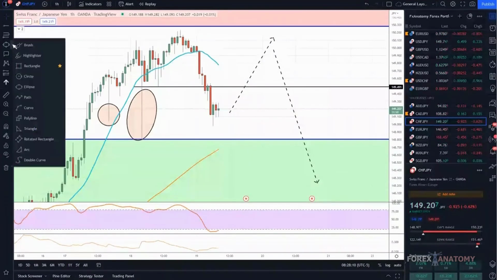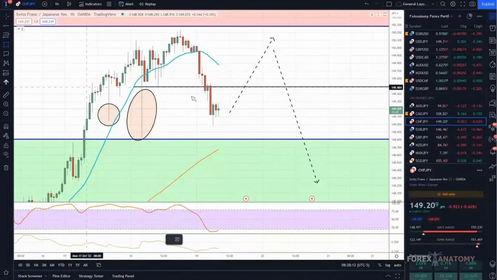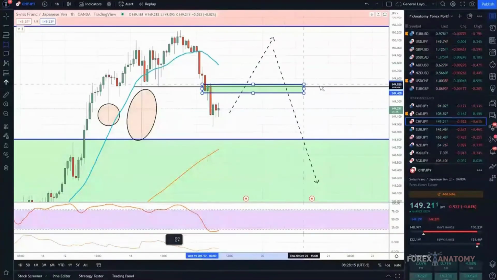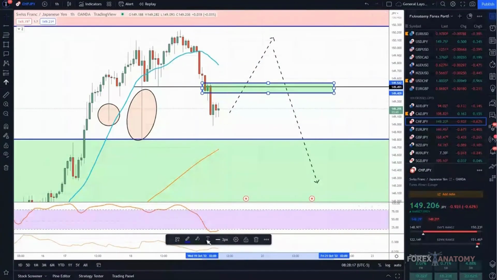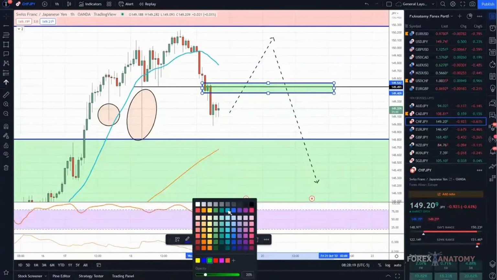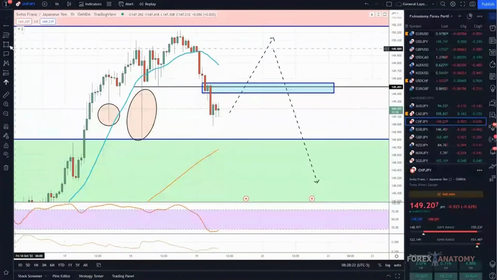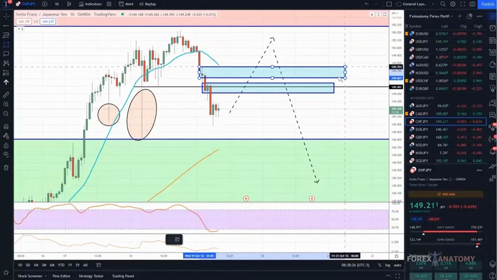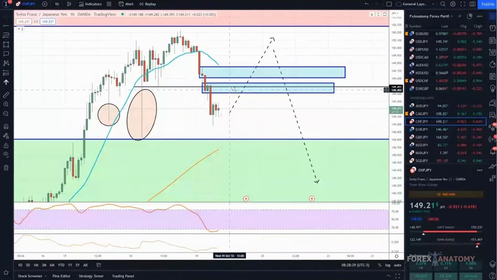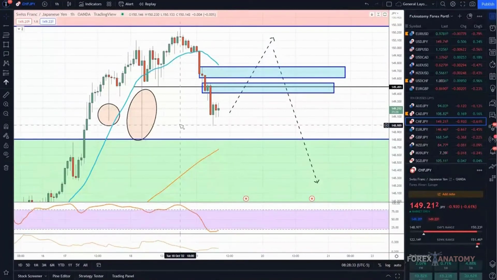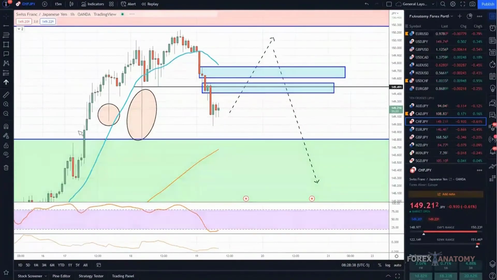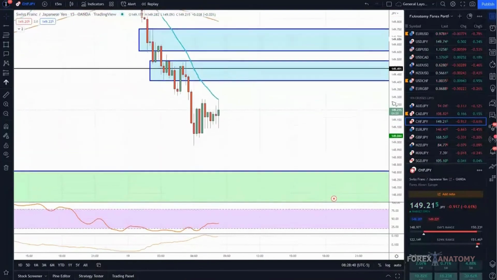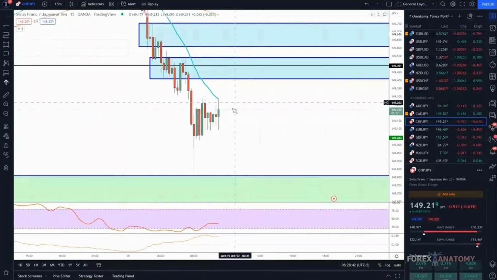So let me identify this zone right here. So then we have this zone right here. Let me change the color. And we also have this zone of indecision, right here. So price can either come up to this area, fall, or come up to the second one and fall. But in either case, what we want to do is look for bearish confirmation. We're not going to just get in just for the sake of getting in. We want to wait for bearish confirmation.